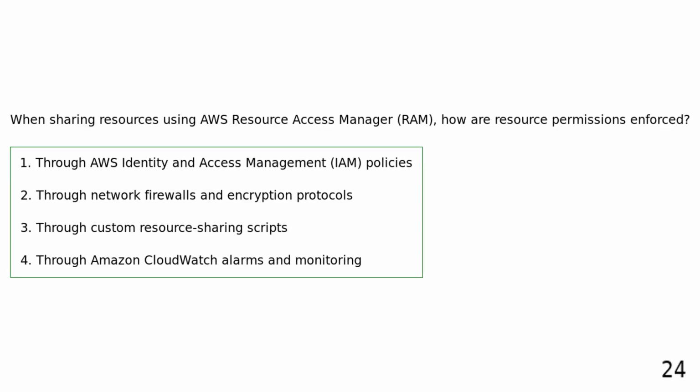When sharing resources using AWS Resource Access Manager, how are resource permissions enforced? Through AWS Identity and Access Management policies. Through network firewalls and encryption protocols. Through custom resource sharing scripts. Through Amazon CloudWatch alarms and monitoring.